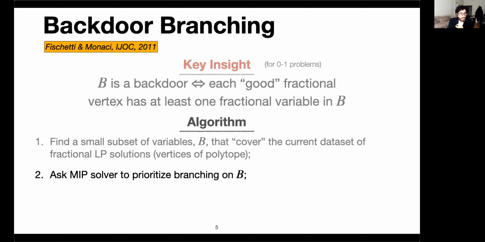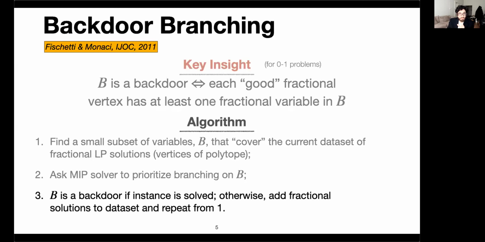Now you ask the MIP solver to branch on the set B. And if the instance is solved, you found a backdoor. Otherwise, you must have encountered new fractional variables and you want to eliminate those. So you add them to your data set of fractional solutions and you go back to 1. And now you try to cover them. And now you might need additional variables to add to this backdoor set or a different combination of variables.